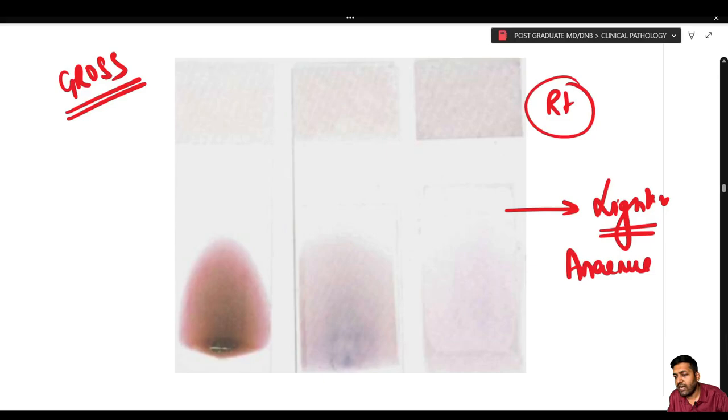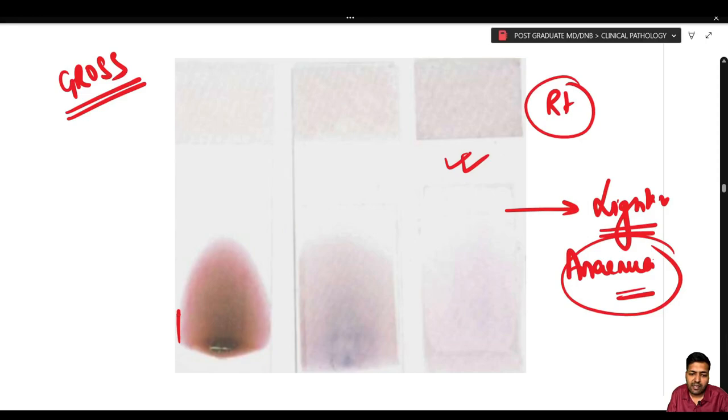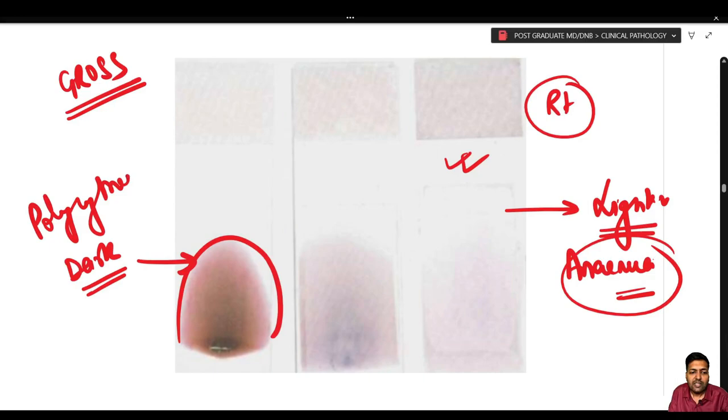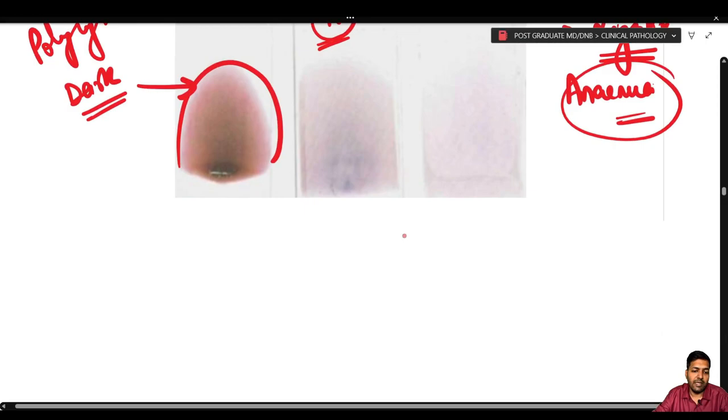Whereas on the other hand, sometimes you might get a very, very dark smear like this. For example, this is very, very dark. So grossly this is pointing towards polycythemia. Even just looking at the slide, even before microscopic examination, you can get a rough idea about what is wrong with the patient. This is a normal slide, somewhat looks like this. If it is much lighter, it is pointing towards anemia. If it is very dark, it can point towards polycythemia.